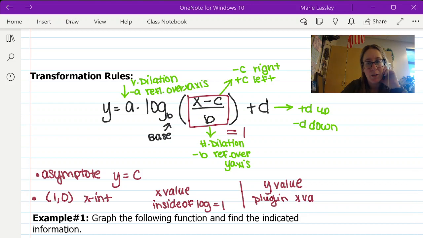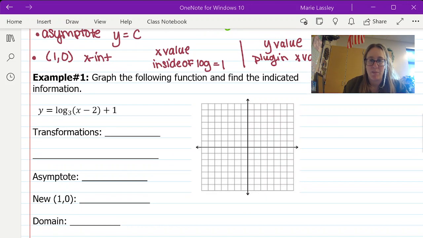Spoiler alert: it's always just going to be whatever d is. That's because when you take the inside of your log and equal it to 1, the value of log base whatever of 1 is 0. So it would be a times 0 plus d. So it really just always ends up being d, but you'll learn that pattern as you go. All right, let's take a look at an example problem.